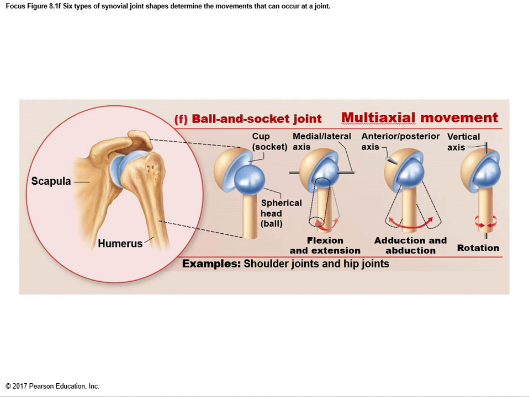Even though the scapula is a very shallow socket, the ball or head of the humerus does fit there, but it does have to be supported by quite a few tendons and ligaments. This type of joint allows for multiaxial movement, so it's all angular movements and rotation. Flexion, extension, adduction, abduction, and rotation.